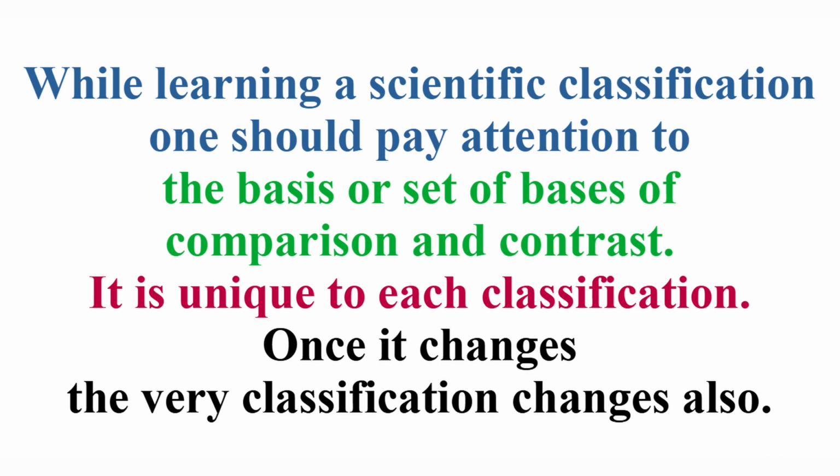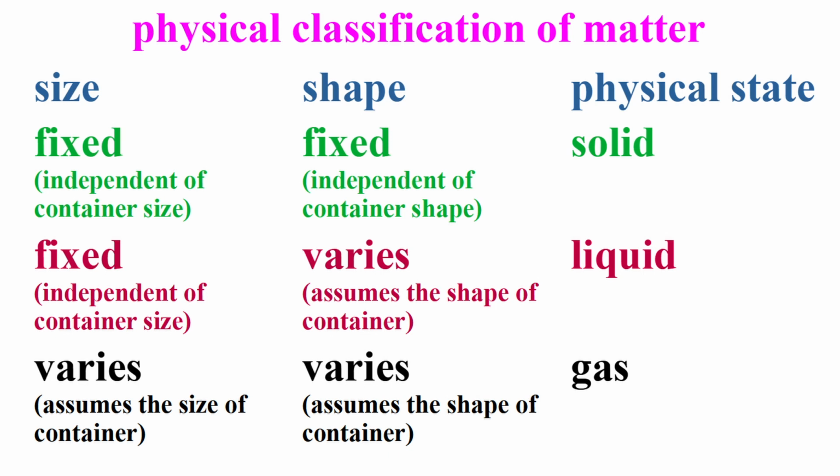For example, matter happens to be classified in different ways using different bases. The physical classification of matter into solids, liquids, and gases is the result of using size and shape as the basis for comparing and contrasting the corresponding facts as shown in this table. The terms solid, liquid, and gas are common nouns coined specifically to refer to each member of this classification scheme. Each is defined in terms of the corresponding similarities and differences.